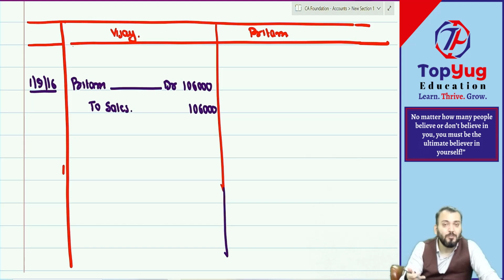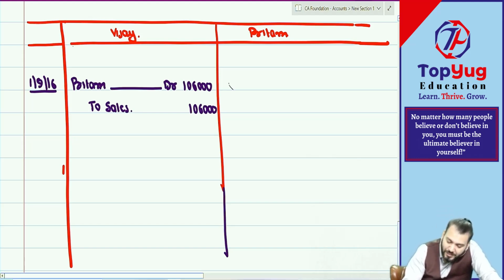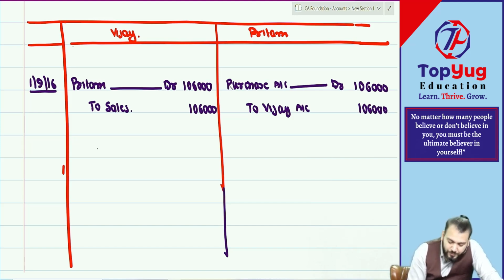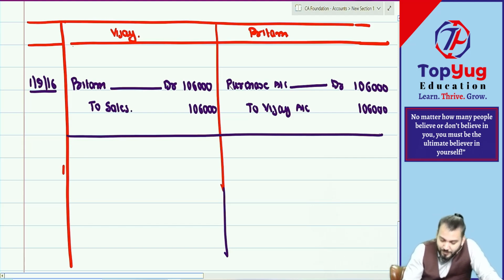In the books of Pritham we will do the purchase entry. What journal entry? Purchase account debit to Vijay account. Amount will be 1,06,000. You want me to write the narration? Narration you can write as being goods sold, being goods purchased. But in the exam, if you are not writing narration, they will deduct marks. Narration is a must. Then don't blame me if they deduct marks. Narration is homework.